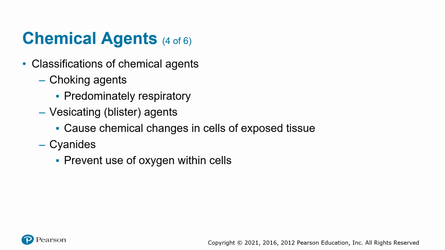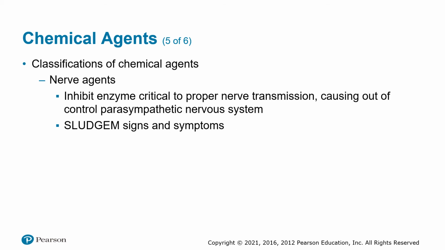Choking agents, so predominantly respiratory. Vesicating agents or blister agents cause chemical changes in the cells of exposed tissues. Cyanides are used to prevent the use of oxygen within the cells. Nerve agents inhibit an enzyme critical to proper nerve transmission, causing an out of control parasympathetic nervous system. Those are the SLUDGE signs and symptoms.